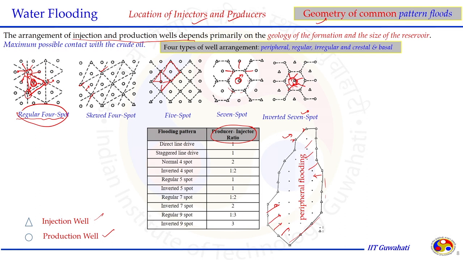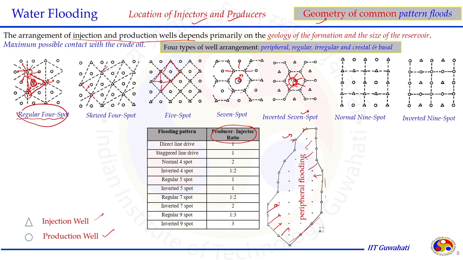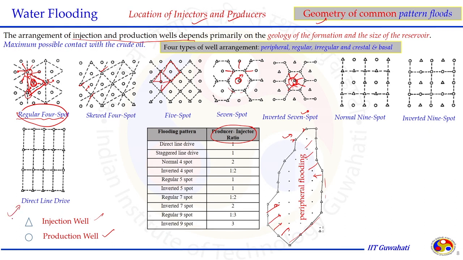So the regular or normal means we have the production well in the center, while in the inverted we have the injection well in the center. Similarly, we can see the normal 9-spot and inverted 9-spot systems. There could be the direct drive line arrangement where all the production wells are in a single line at a certain distance. In the same line, the injection wells are aligned, so they are supporting this production well from both directions. And then the arrangement is production well, injection well, production well, injection well.